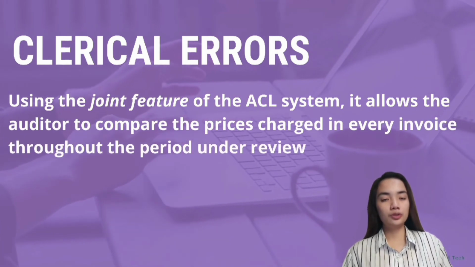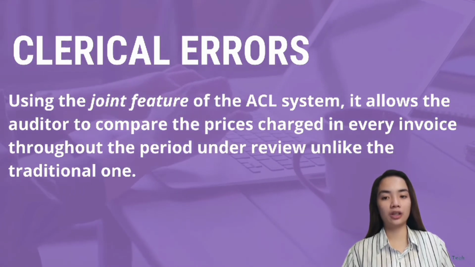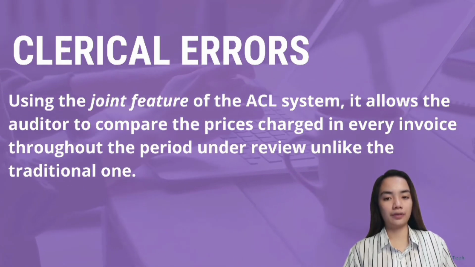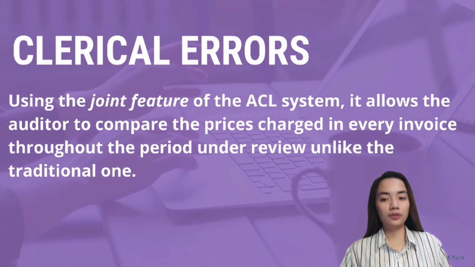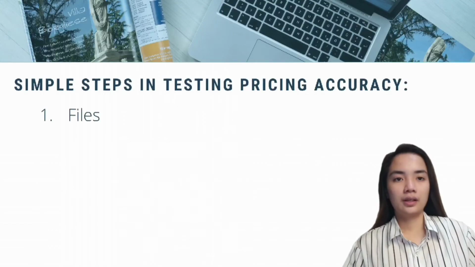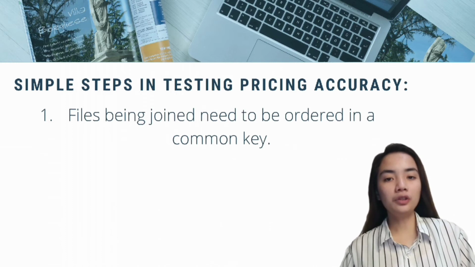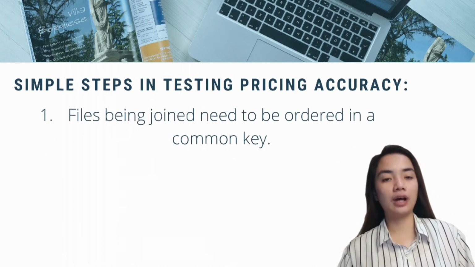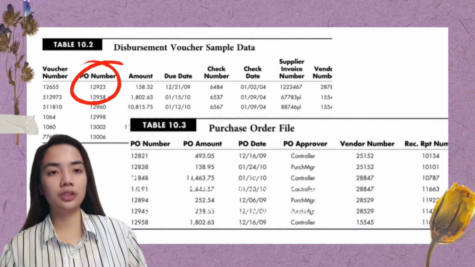But through the use of ACL, the auditor can compare the price charged on every invoice in every file for the period under review, through the use of the join feature, which involves a few simple steps. Let us take a closer look. As we can recall, when both files are being joined, they have to have a common key. Here in our example, the PO number is considered to be the common key.